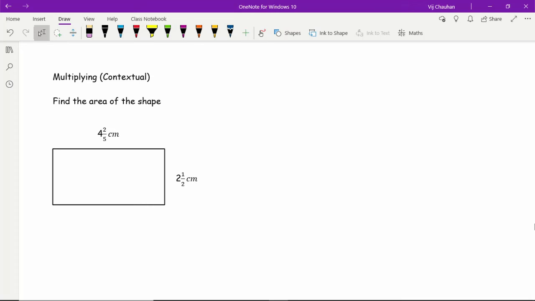And how do we find the area of a rectangle? Well, it's simply the base times the height. So this is the kind of thinking that you want to look for. The area is the base times the height, or the length times the width, whatever floats your boat. So for this, what I'm going to ask you to do is 4 2/5 times 2 1/2.